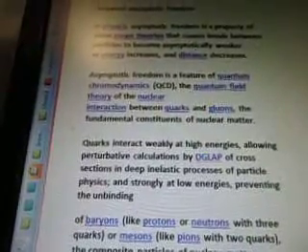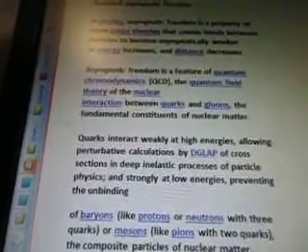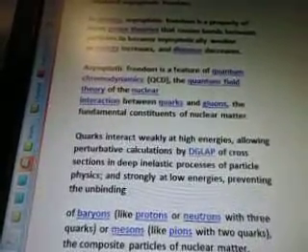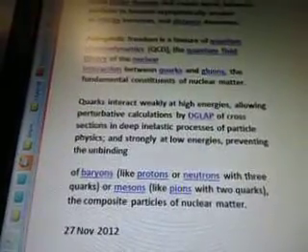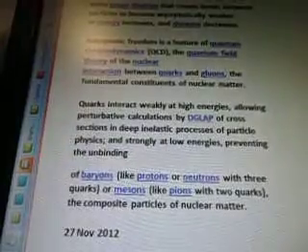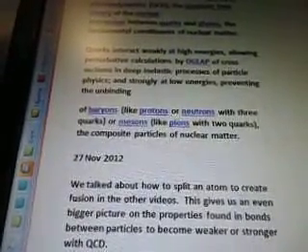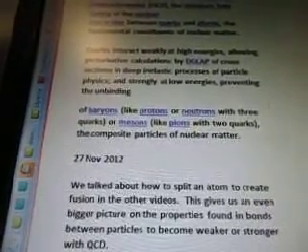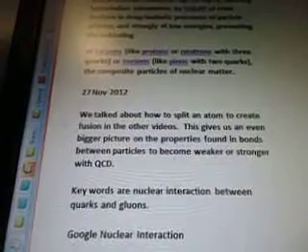Quarks interact weakly at high energies, allowing perturbative calculations by DGLAP of cross-sections in deep inelastic processes of particle physics, and strongly at low energies, preventing the unbinding of baryons, like protons or neutrons with 3 quarks, or mesons, like pions with 2 quarks, the composite particles of nuclear matter.